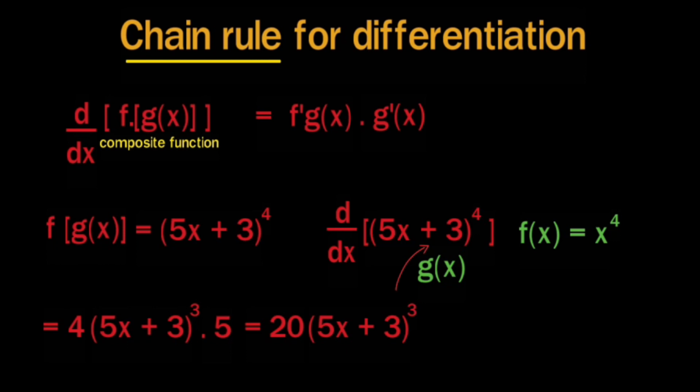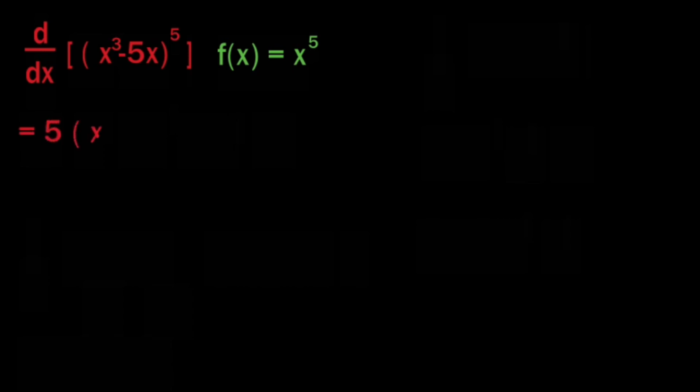So let's try another example to illustrate this. Let's say we want to differentiate (x cubed minus 5x) to the power of 5. We differentiate the function outside first, which is x to the power of 5. So 5, and we keep the inside function, to the power of 5 minus 1, multiplied by the derivative of the function inside, which is 3x squared minus 5.